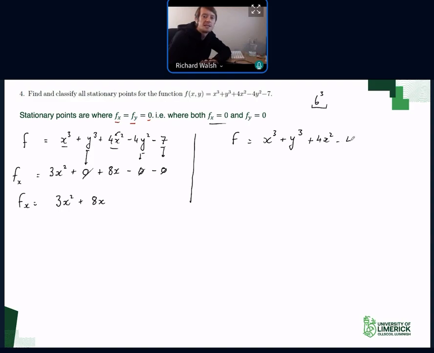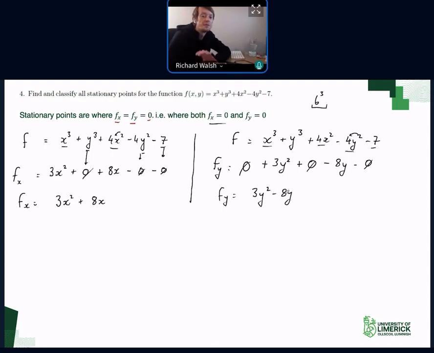And now we're going to partially differentiate it with respect to y. So we're going to treat x as a constant. Differentiating x cubed, I'm treating it like 2 cubed, that will give 0. Differentiate y cubed with respect to y, multiply down by my power, subtract 1 from the power. Differentiate 4x squared with respect to y, I'll get 0, because I'm treating x as a constant. Differentiate minus 4y squared with respect to y, multiply down by my power, subtract 1 from the power. And differentiate minus 7, it's a constant, we get 0. So ignoring my zeros, I'll get 3y squared minus 8y.